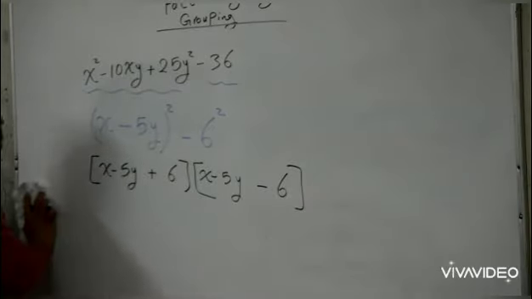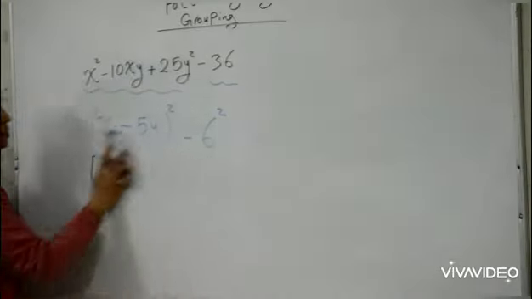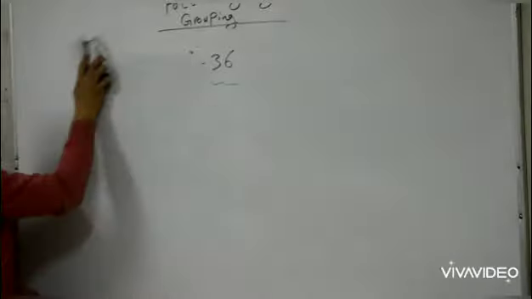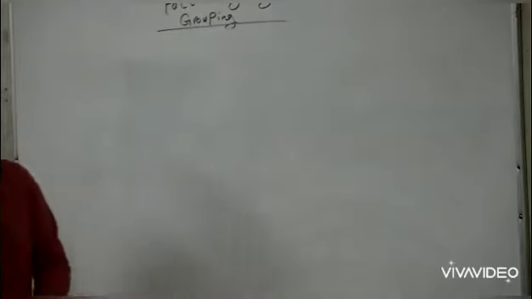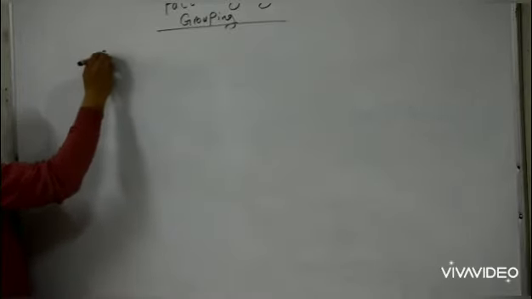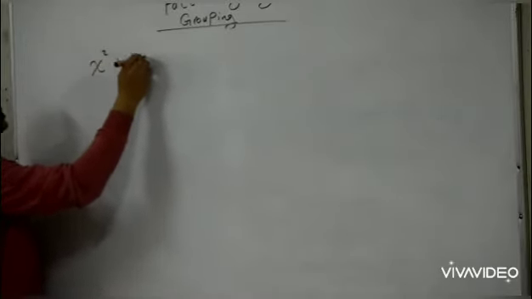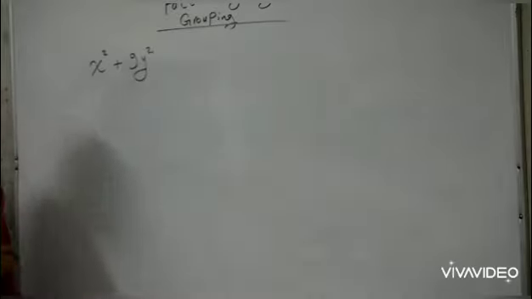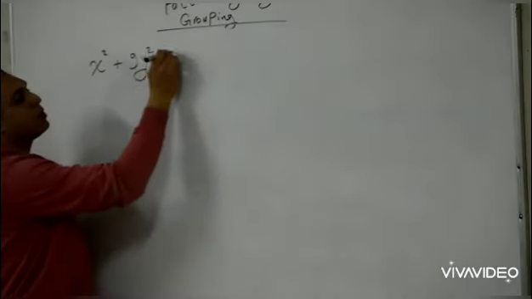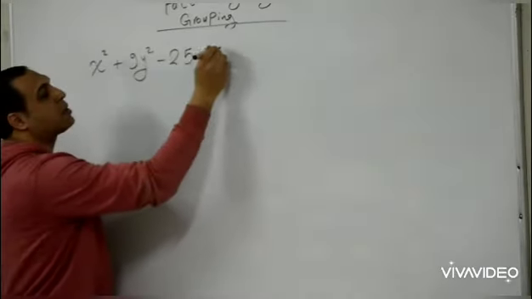The last example, the last one is x power 2 plus 9y squared minus 25 plus 6xy.